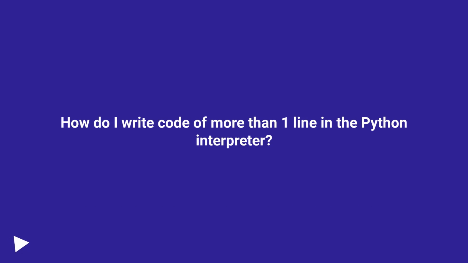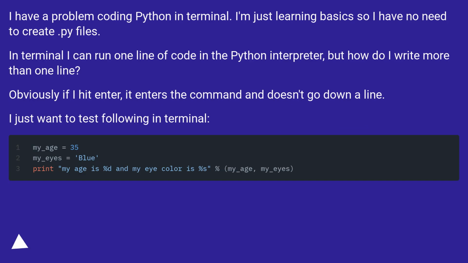How do I write code of more than one line in the Python interpreter? I have a problem coding Python in terminal. I'm just learning basics, so I have no need to create Py files. In terminal I can run one line of code in the Python interpreter, but how do I write more than one line? Obviously if I hit enter, it enters the command and doesn't go down a line.